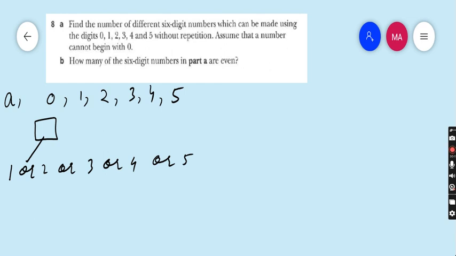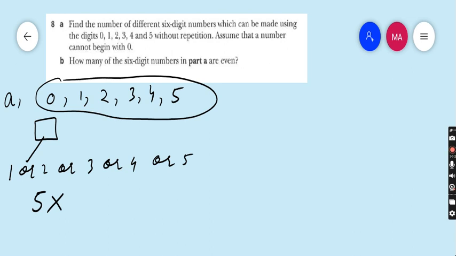So for the first place we have 5 choices, multiplied by how many remaining? After the first digit, out of these 6 digits we have 5 remaining, so it is 5 factorial. So 5 into 5 factorial is 600.